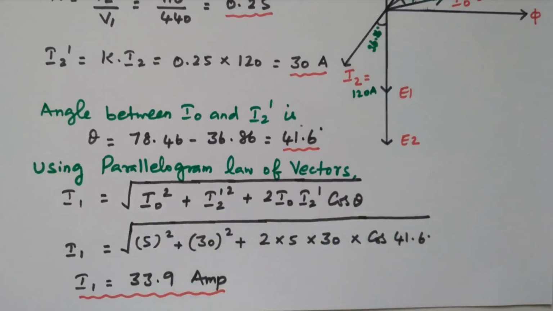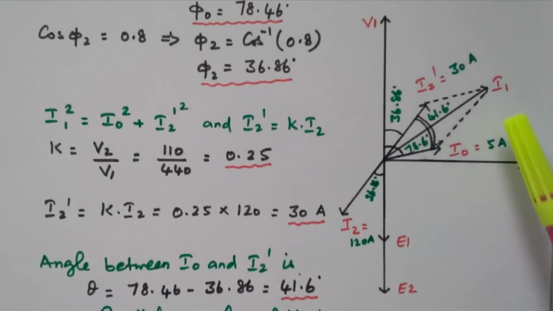Now substitute all the values. I naught is 5 ampere, so 5 square, plus I2 dash we calculated as 30 ampere, so 30 square, plus 2 into 5 into 30 into cos theta, where the theta value is 41.6 degrees. By simplifying and taking the square root, we got 33.9 ampere. The total current taken by the primary is 33.9 amperes. So from this vector diagram we can easily calculate the I1 value.